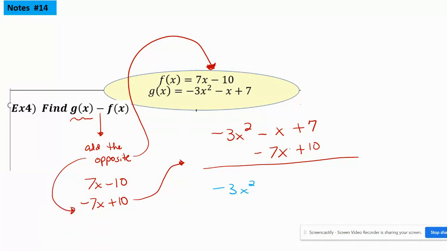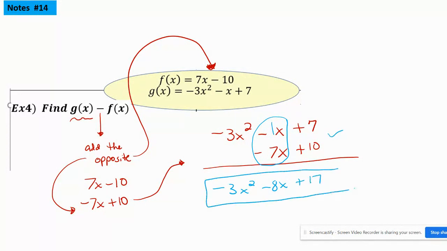So negative 3x squared comes down. Negative 1x and negative 7x right here is negative 8x. And 10 plus 7 is 17. So each one of these we're getting different answers. Okay, depends if we're adding or subtracting. Please remember to add the opposite when you have a subtract sign. All right, and here's the subtract sign right here. Subtract them.